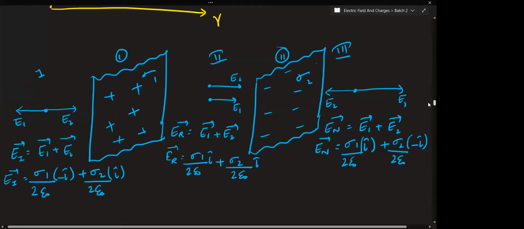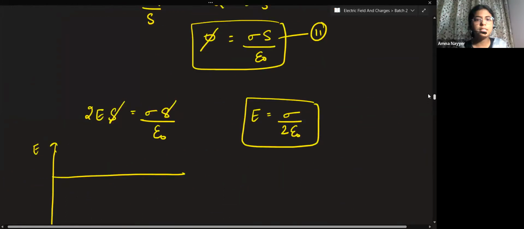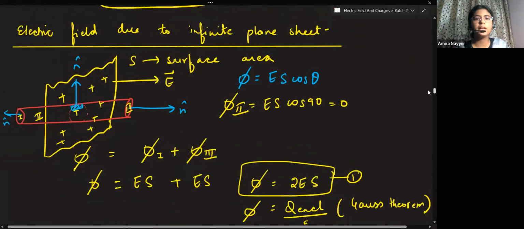Yes, ma'am. Okay. So just note down this case as well, of electric field due to infinite plane sheet.